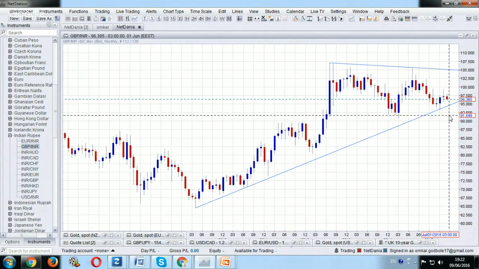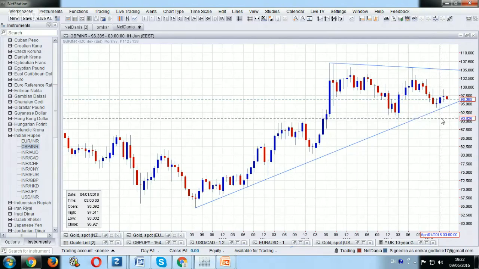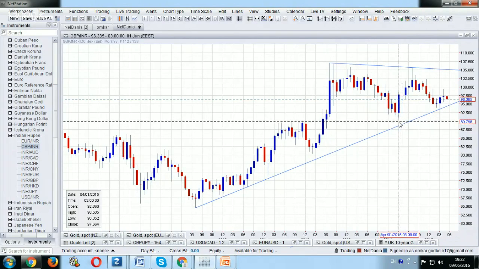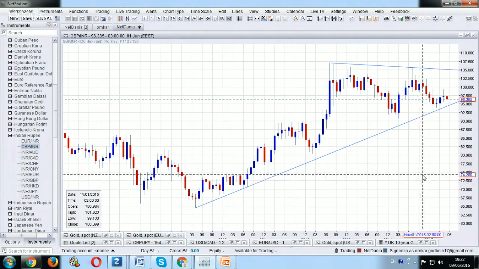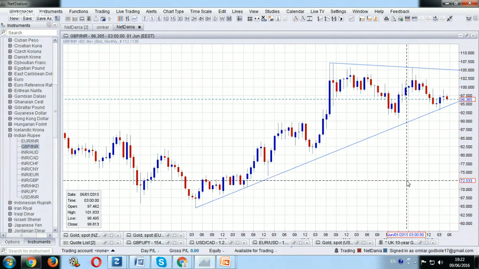So the probable next target would come around the April 2015 low of 90.85. Oh, that's bad. Yes, and another target would be 87.09. That comes to the 2008 high. No, sorry, it's not January 2008, it's the July 2008 high. But again, even the Brexit-driven drop in sterling could prove to be short-lived.